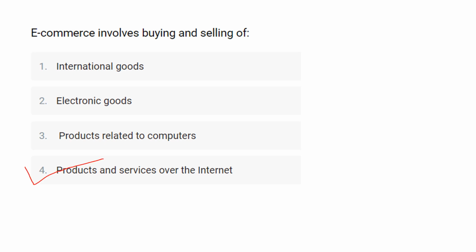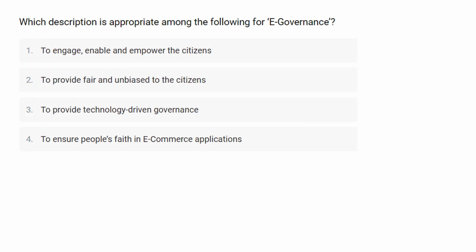E-commerce involves buying and selling of products and services over the internet. Which description is appropriate among the following for e-governance? So here in this question they have given you 4 options and they ask which description is appropriate for e-governance. Okay, the first option is to engage, enable and empower the citizens. Second option is to provide a fair and unbiased service to the citizens.